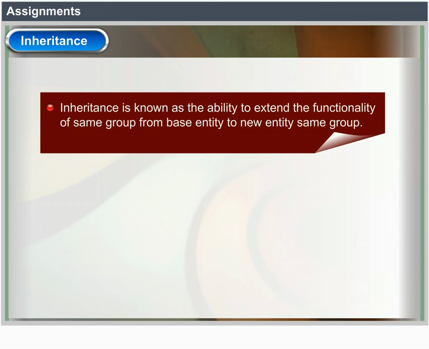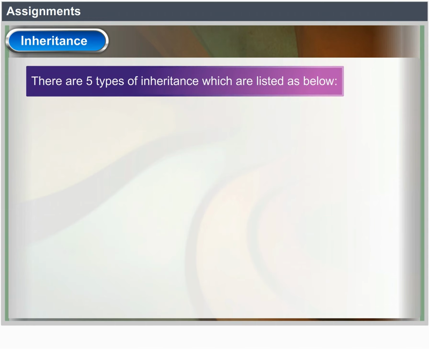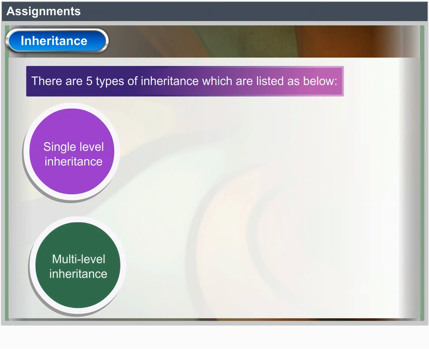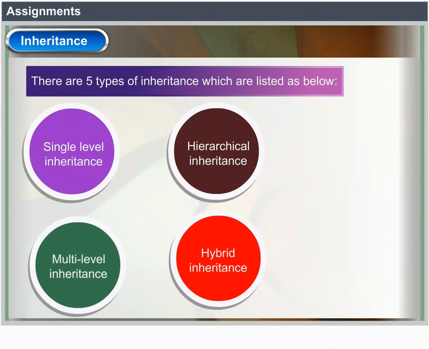Inheritance. Inheritance is known as the ability to extend the functionality of the same group from a base entity to a new entity of the same group. Inheritance will lead us to reuse the functionality which we have already explained. There are 5 types of inheritance which are listed as below: single level inheritance, multi-level inheritance, hierarchical inheritance, hybrid inheritance, and multiple inheritance.